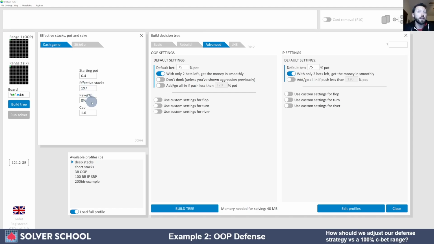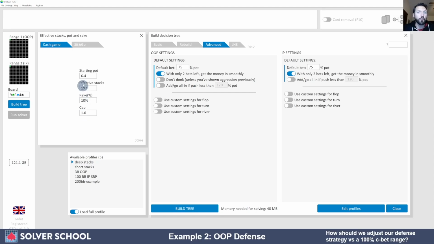There is rake in this scenario, as I've mentioned. The rake is 10% up to $8. So I have to include 10%, and the up to $8 is the cap. As you can see, it's already saved the value, since I ran a test on this already. But the 1.6 cap that we have here is the $8 converted over to big blinds.